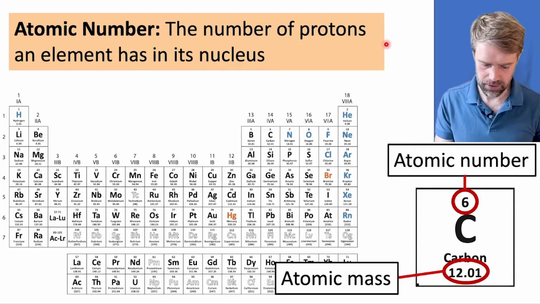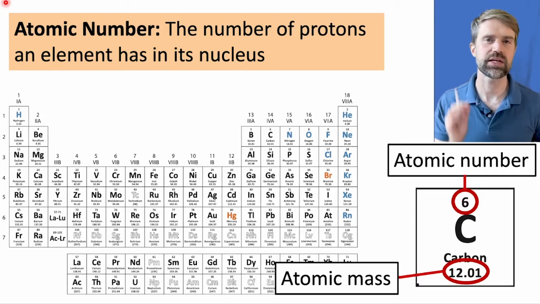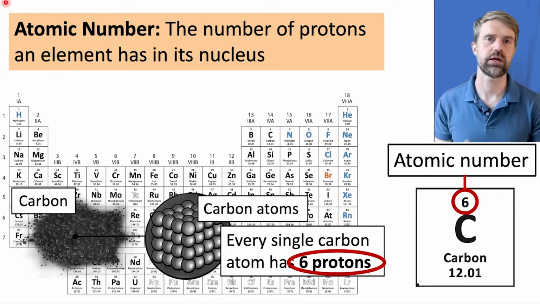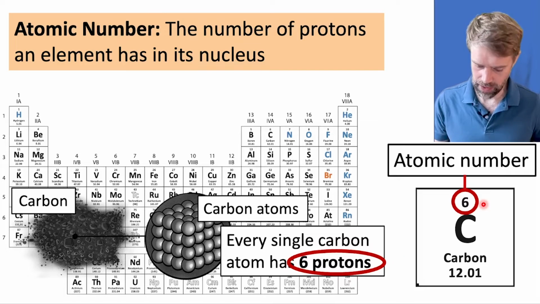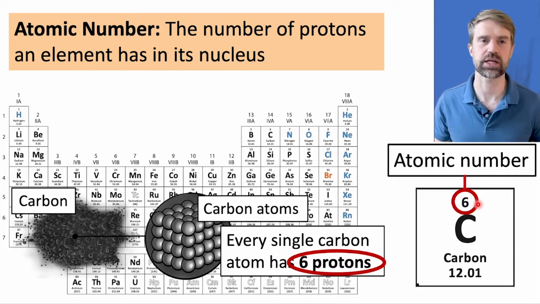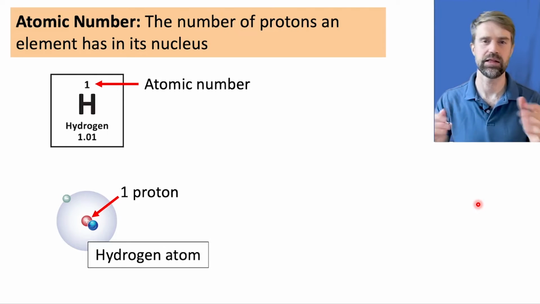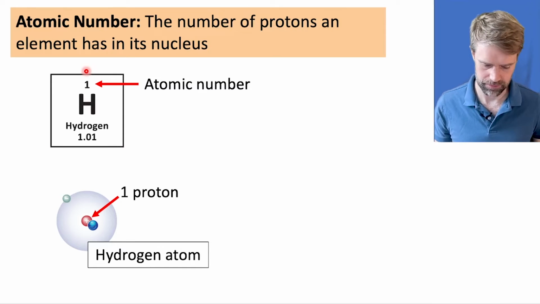The atomic number is the number of protons that the element has in its nucleus. So for example, we said that every single carbon atom in the universe has 6 protons. Well, look at the top of the periodic table square for carbon. It's atomic number 6, 6 protons, atomic number 6. If you want to know how many protons any element has, you just find the square on the periodic table and you look at the atomic number.